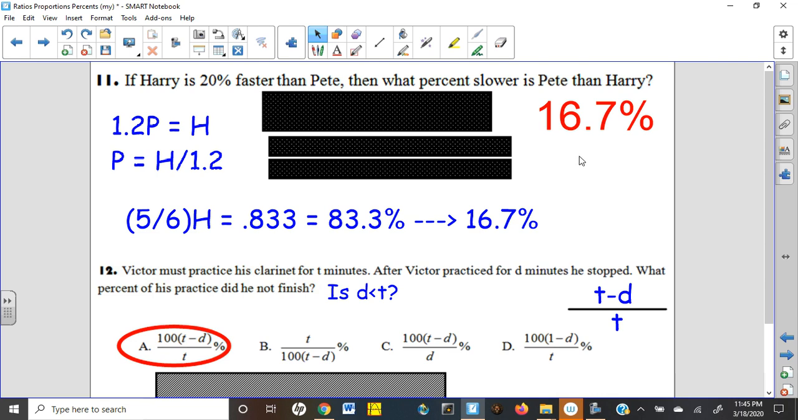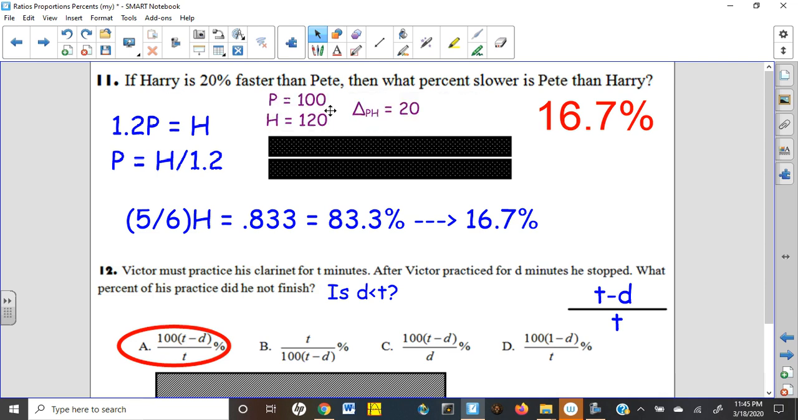Another way of doing this, especially on a PSAT or SAT question, is to give them speeds. The speeds can be generic. You can make numbers that are nice to work with. Since Harry is based on Pete, I'm going to make Pete just a nice even 100 whatevers, feet per second or whatever. 100 is Pete's speed. So 20% faster than that would be 120.